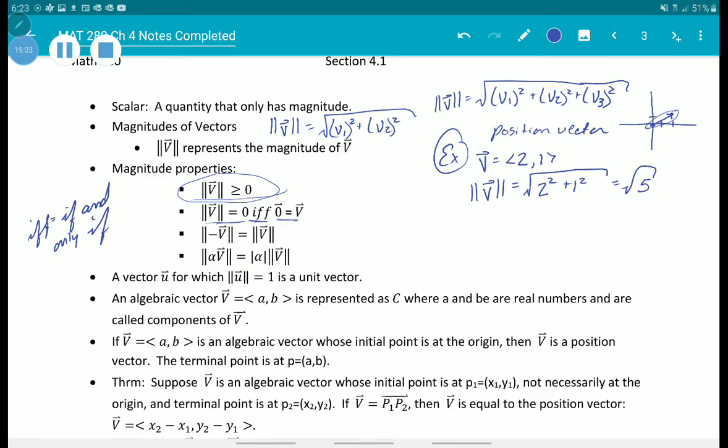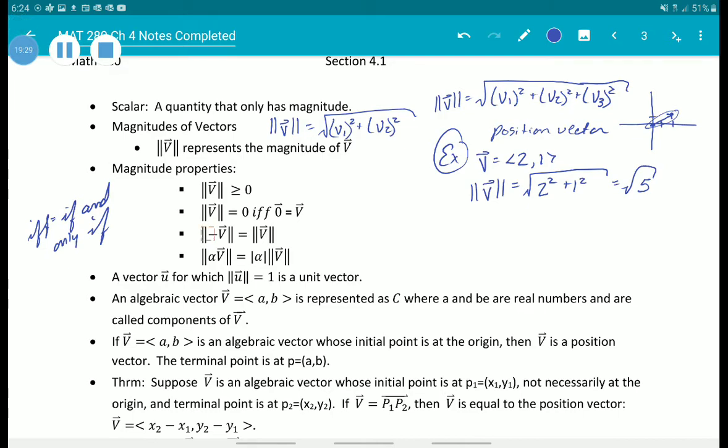So that's a theorem that works both ways. And what this is saying backwards is that if the vector is a 0 vector, then the length is going to be 0. That third property says if we were to take the magnitude of negative v, then that's going to be equivalent to the magnitude of v.